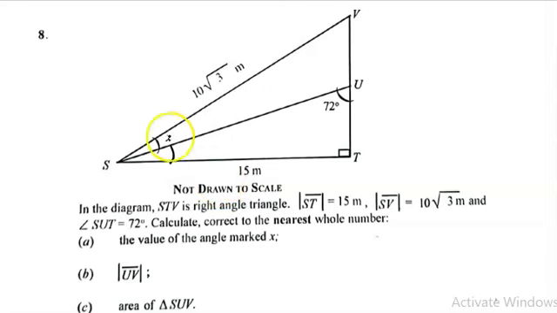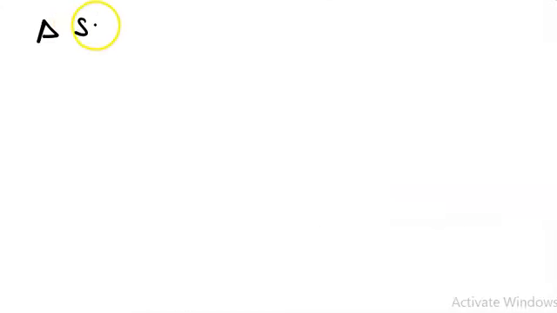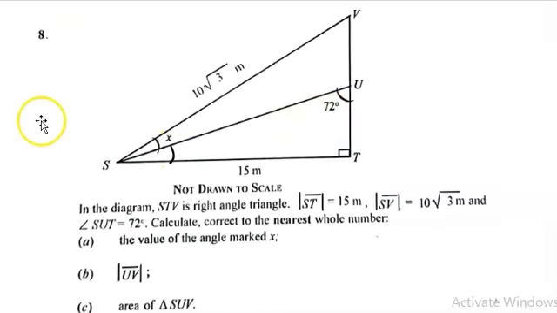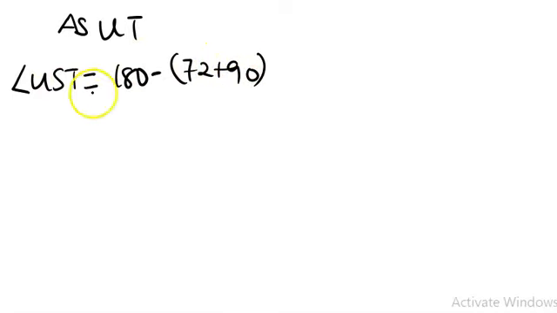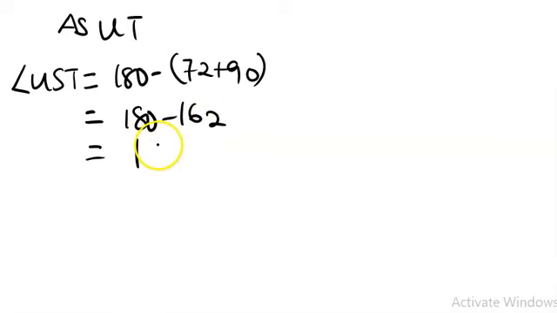Now looking at this diagram, we want to find x first, but then let's consider triangle SUT. In triangle SUT, we know two of its angles, 72 and 90, so we can find this small angle, that will be angle UST. So angle UST becomes 180 minus (72 plus 90). Why? Because the sum of angles in a triangle is equal to 180. If you know two of its angles, for the third one, you add the two and subtract from 180. And we are getting 180 minus 162, which is equal to 18 degrees.